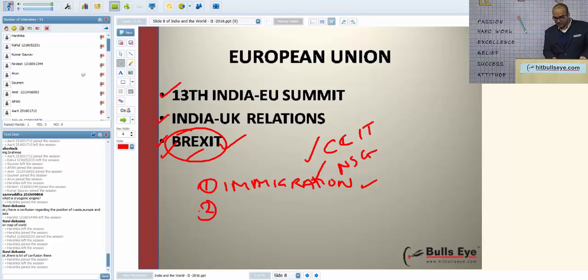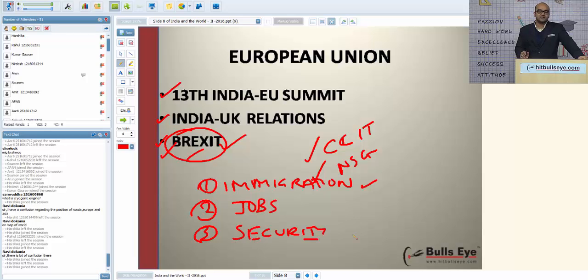Another problem related to immigrants, a large influx of immigrants due to Britain being part of the EU, was that of jobs. So people in Britain had a problem that the immigrants are taking away their jobs because they are willing to work for much cheaper wages. Next was the issue of security.